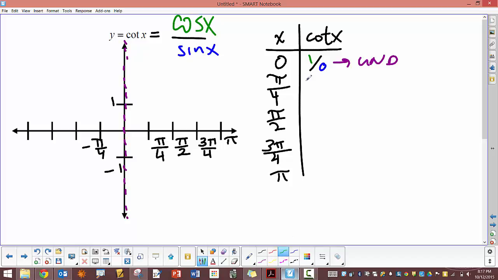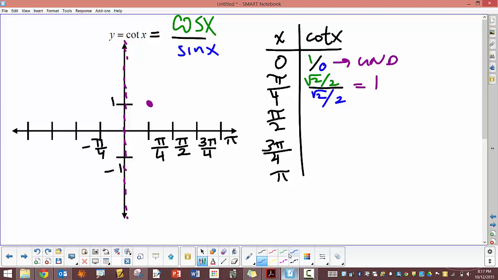Pi over 4, cosine of pi over 4 is rad 2 over 2, and sine of pi over 4 is also rad 2 over 2. So in this situation, cotangent of pi over 4 is 1. So I'm going to go ahead, pi over 4, comma 1.